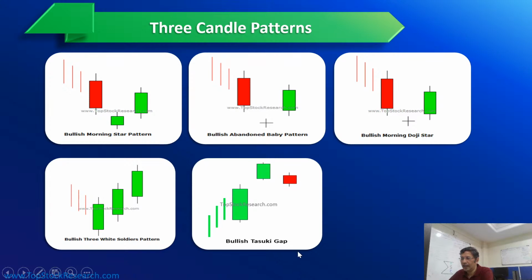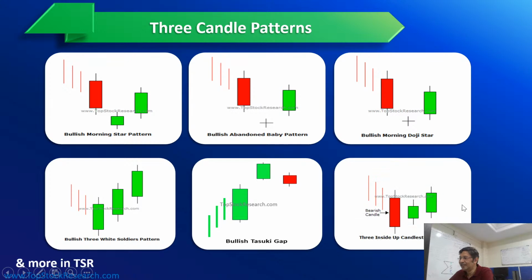Another pattern is Tasuki gap, relatively rare. Not rare in terms of formation, but you'll not see too many of these, right? What it tells is there's a good green candle, then there's a gap up, and then it is followed by a small red candle, but the red candle does not close below this price. That means it tries to show that there's a small pause in the action, or a small consolidation, before the market is likely to move upwards. So that's bullish Tasuki.